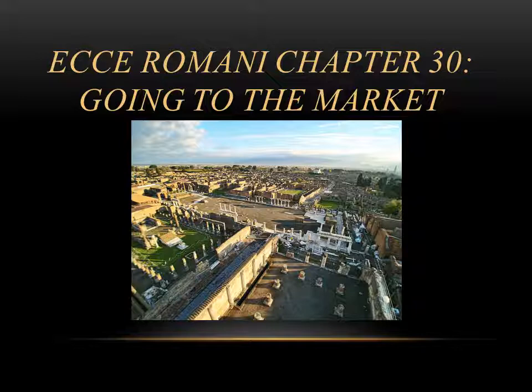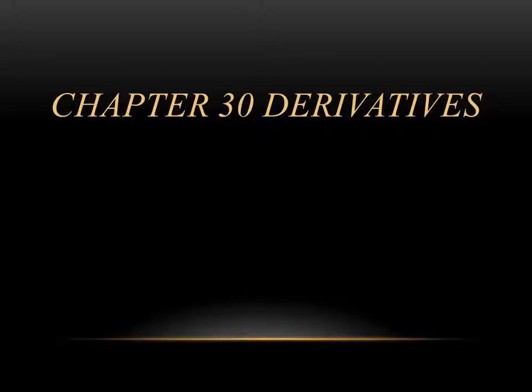The key is you have to think back to how we've been conjugating verbs for the first 29 chapters. You're going to use that exact same process, just with different endings. To start though, let's take a look at the chapter 30 derivatives.